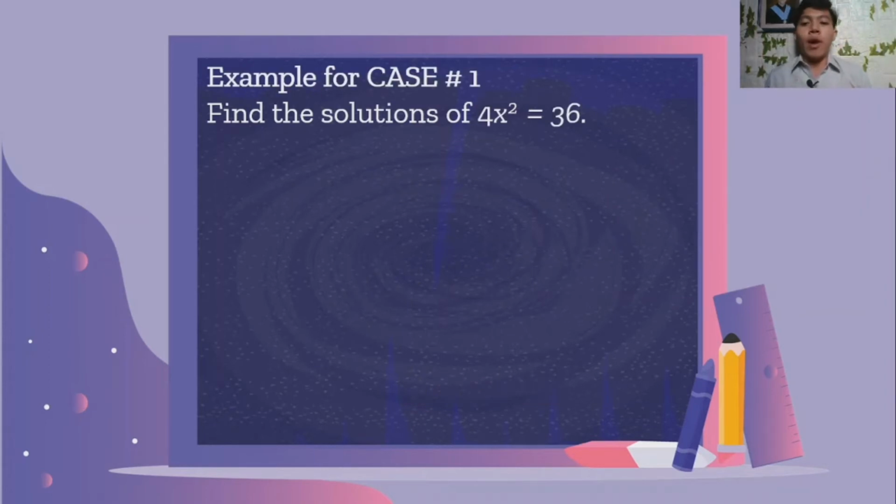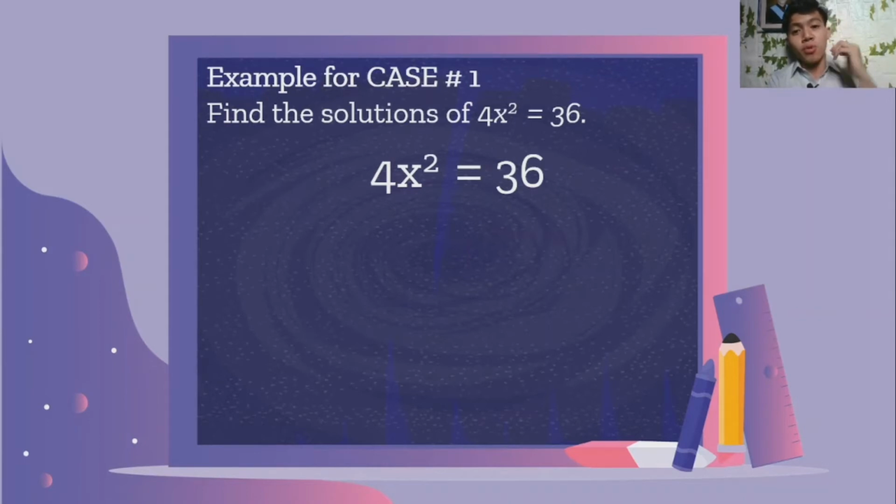Example for case number 1. Find the solutions of 4x squared is equal to 36. No? So, kopyahin lang muna natin. 4x squared is equal to 36. Question, yung 4x squared ba ay perfect square? Breakdown muna natin. Yung x squared ba ay perfect square? Yes. Okay? Variable na may exponent na 2. Yung 4 ba ay perfect square? Yes. Ano bang number yung kapag minultiply mo sa sarili niya, ang lalabas ay 4? That is 2. 2 times 2 is 4. So, consider yung 4x squared as perfect square.